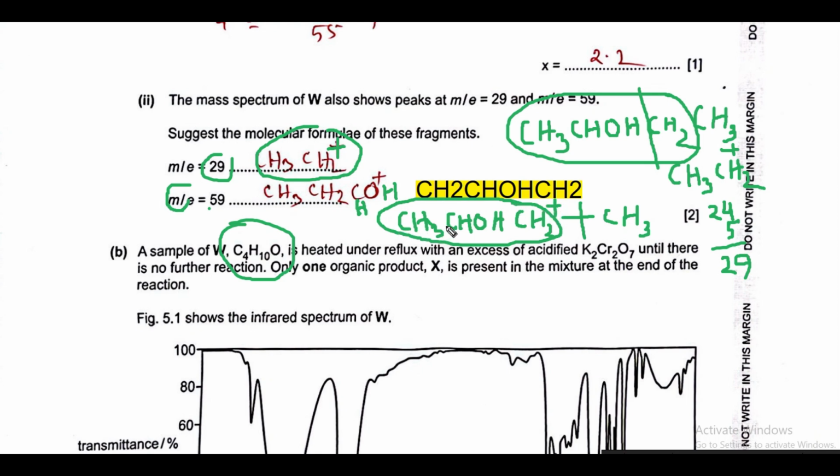So 3 carbons, 12 times 3 is 36, 1 oxygen 16, and hydrogens 3, 4, 5, 6, 7. If you sum, 36 plus 16 is 52, plus 7 is 59. So the m/e value 59 will be CH3 CH2 CHOH plus.